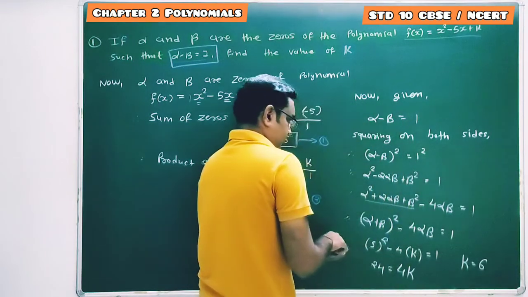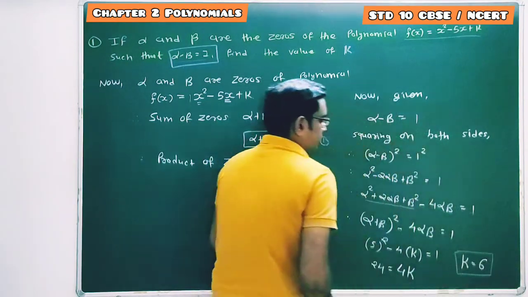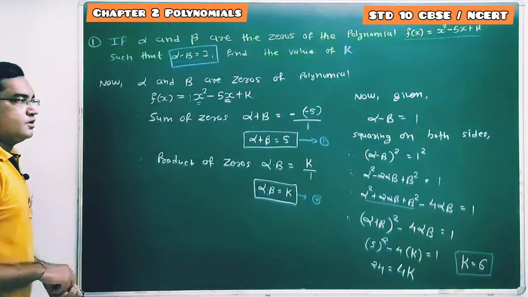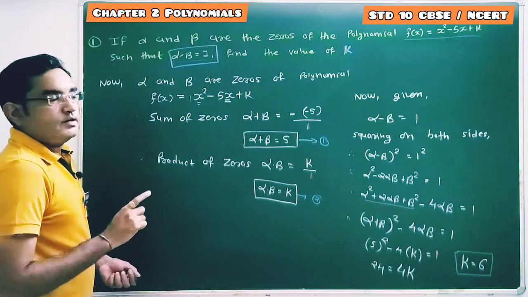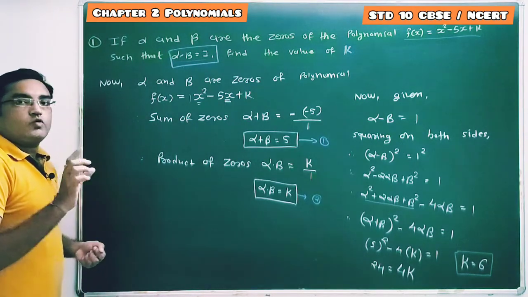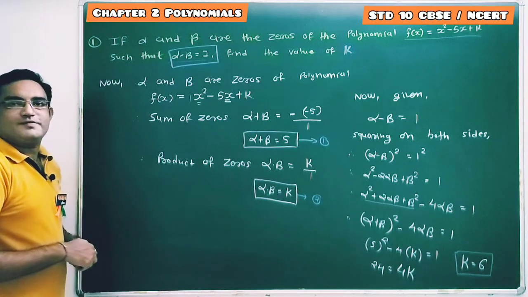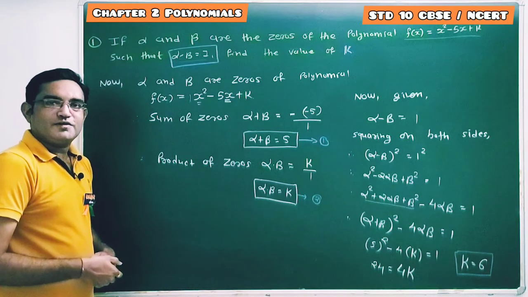Answer is 6. So our answer is k is equal to 6. Clear students? So this is how you can find the value of unknown when the relationship between zeros of polynomial and coefficients of polynomial is given. Clear students? So now pause this video and note it down.